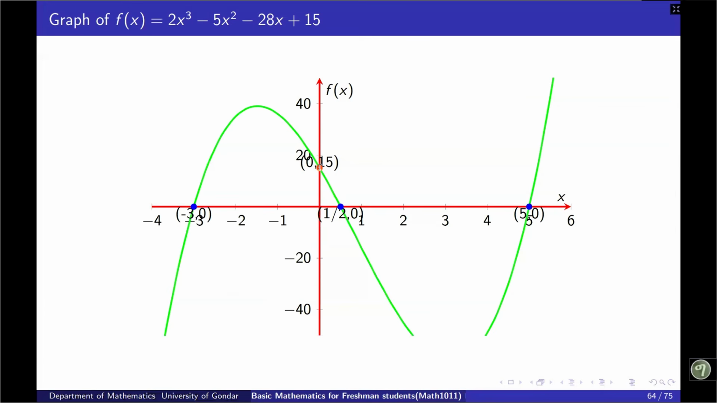This is the y-intercept 0, 15. This is minus 3, which is the first zero. Then 1 over 2, 0 is the second root, and the third rational root would be 5, 0, which is the x-intercept of the graph. So the ends of the graph are increasing, that is in the upward direction on the right side, and go down in the negative direction on the left side.